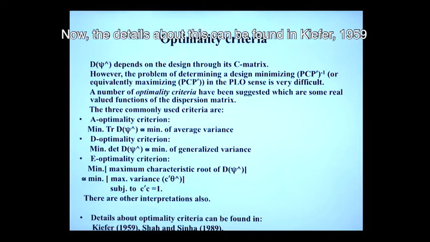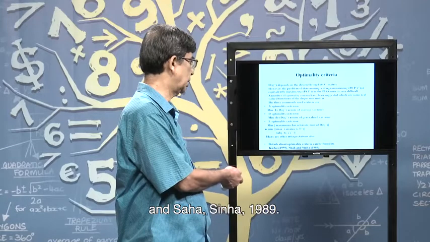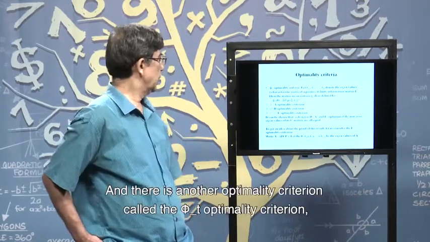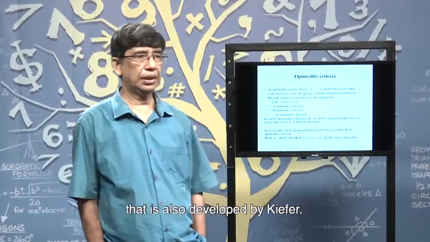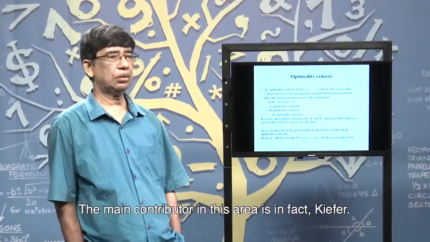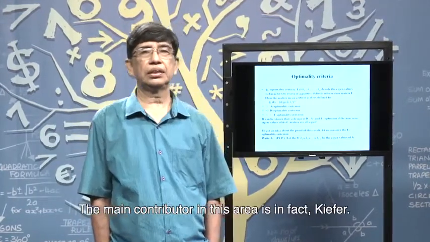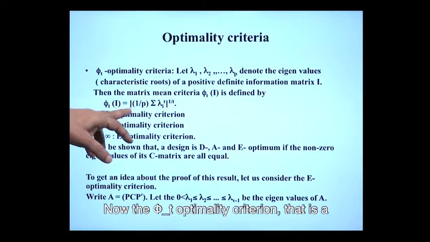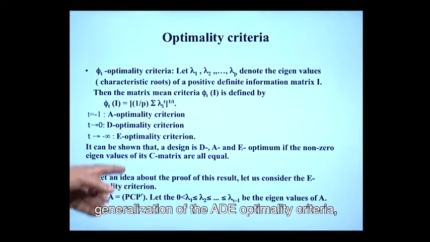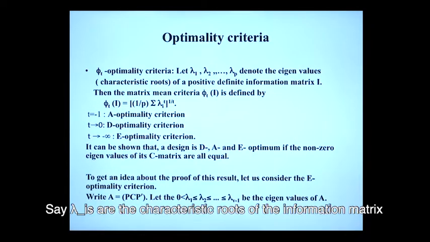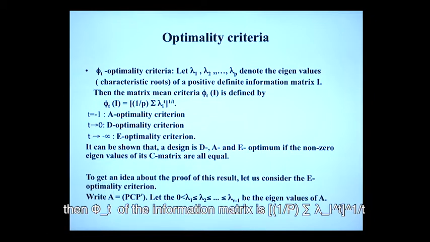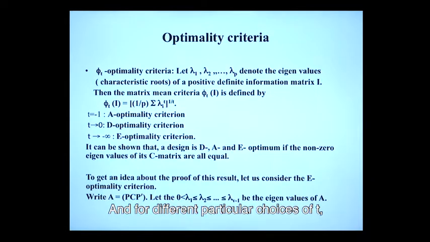Now, details about this can be found in Kiefer 1959 and Shah and Sinha 1989. And there is another optimality criteria called Phi P optimality criteria, that is also developed by Kiefer. The main contributor in this area is in fact Kiefer. Now, the Phi P optimality criteria is a generalization of the A, D, E optimality criteria, and is defined in this way. Say lambdas are the characteristic roots of the information matrix, then phi t of the information matrix is 1 by p summation lambda to the power t, whole to the power 1 by t, and for different particular choices of t we get A, D and E optimality criteria.